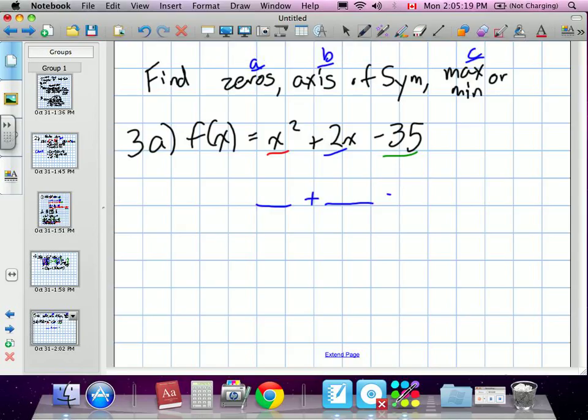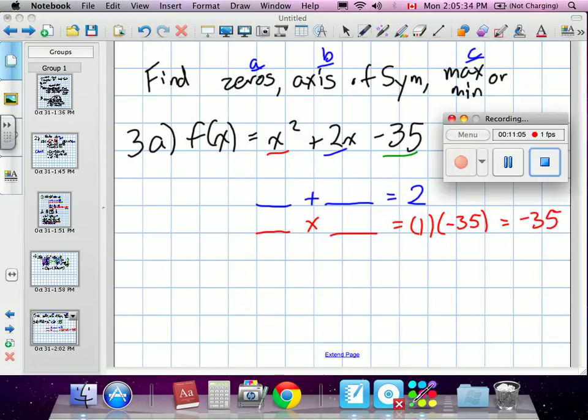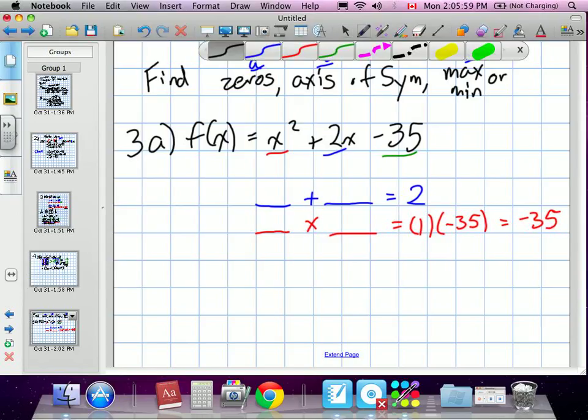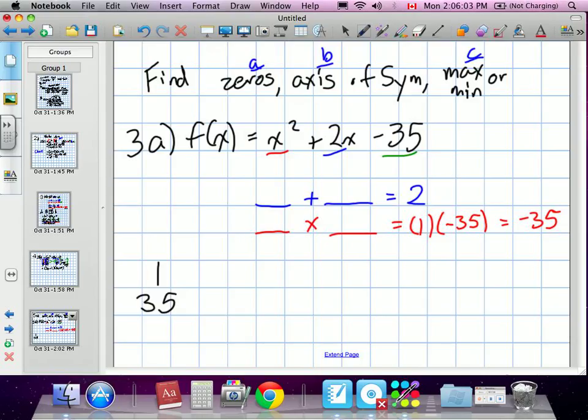Two terms that multiply to 1 times negative 35, which is negative 35. So again, I'm going to write out my factors of 35, which are 1 and 35, and 5 and 7. I think that's it. Yep. 35 is negative, so 5 will have to be negative in order to add to 2. So we have our two terms.